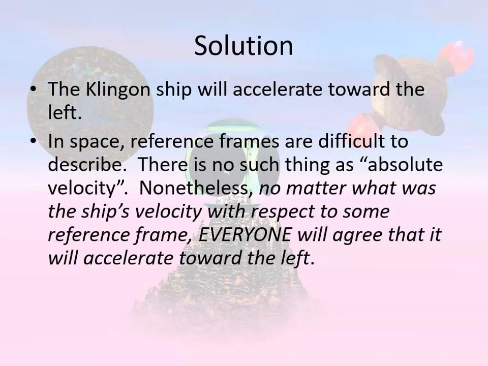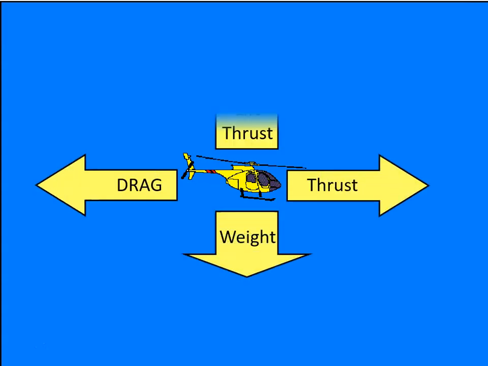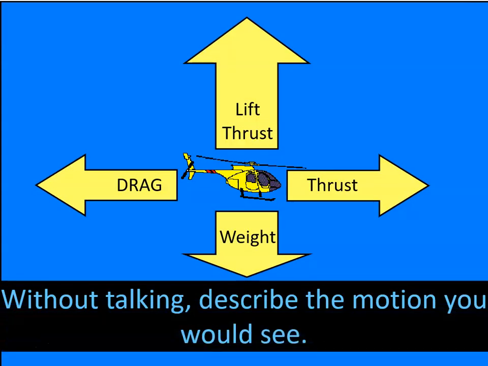So that's really brought to bear with the fact that it's hard to really say any such thing as an absolute velocity or an absolute position when you're in outer space. Nonetheless, acceleration is meaningful because it can be measured. How about another example? What is going to happen with this helicopter?